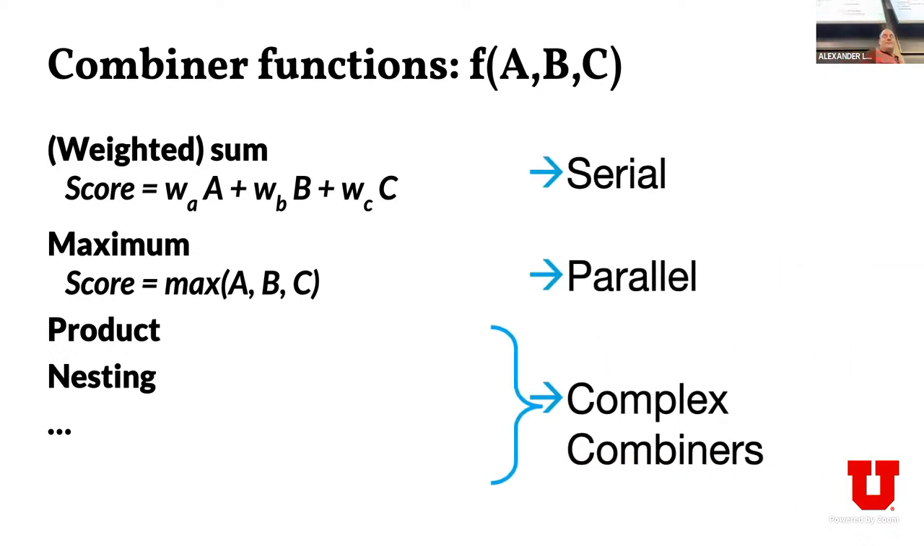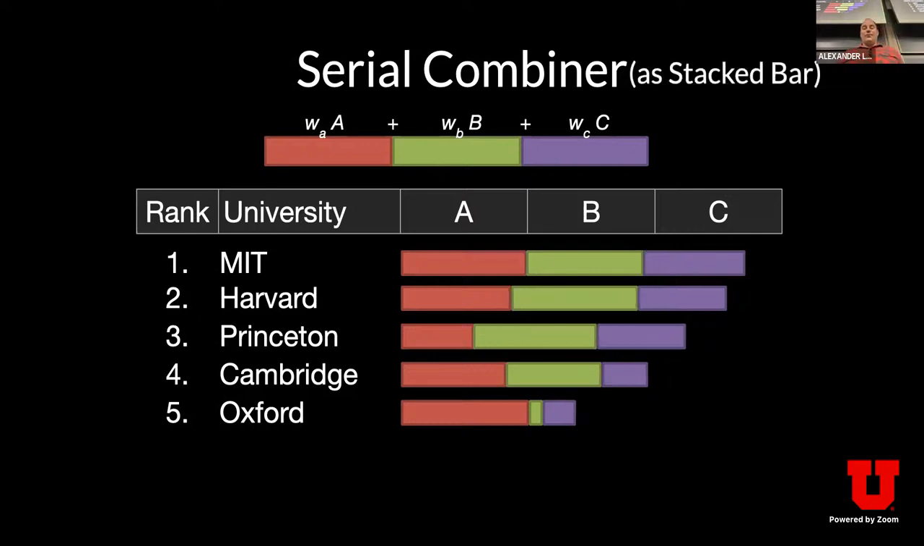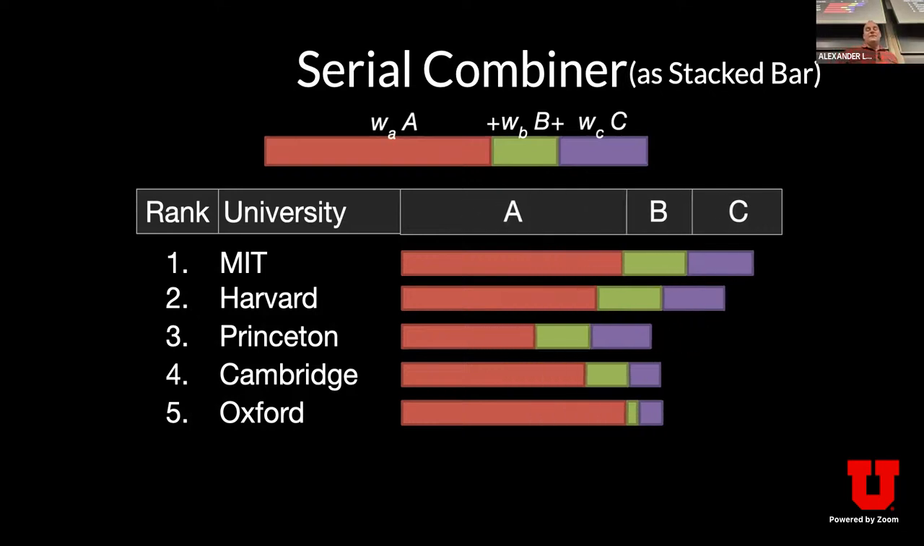And so we developed a few graphical combiner functions, the serial and the parallel combiner, in addition to complex combiners. I'll show you the serial combiner first. Suppose I have A, B, C as different attributes. A could be our faculty student ratio, and I really want good faculty supervision in my degree. I can combine them and show them as a stacked bar, where I can still see the individual contributions but also get the overall score. If I want to adjust the weight of A, I can just drag this manually and then update the ranking here. That would be a simple idea.